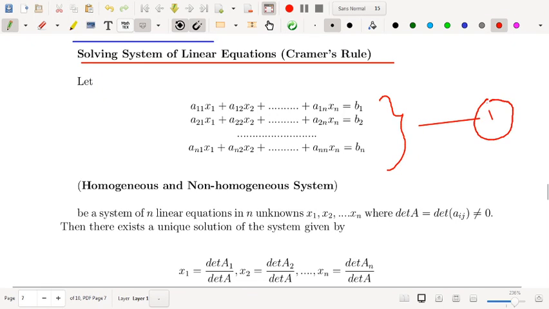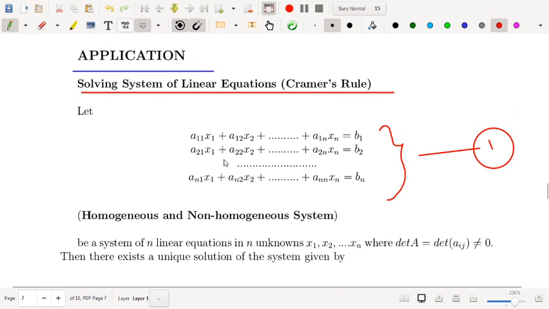This is a system of linear equations. a11 x1 + a12 x2 + ... + a1n xn = b1, a21 x1 + a22 x2 + ... These are the elements, right? So these are the equations. So how will you write this equation?